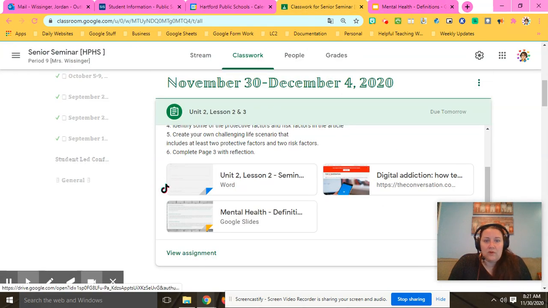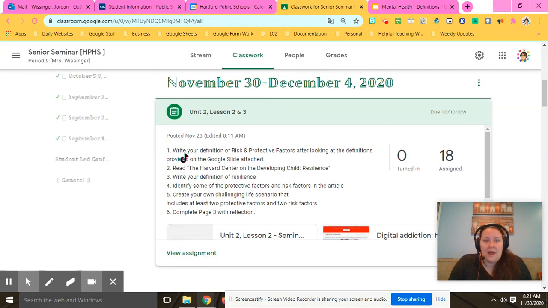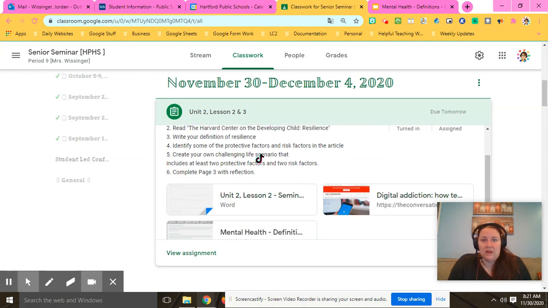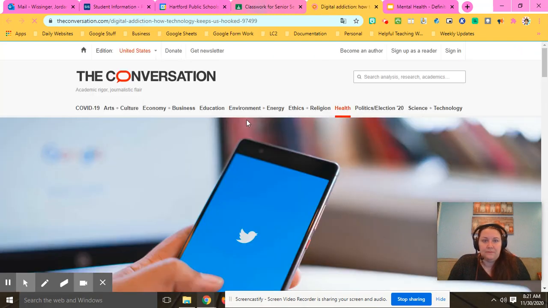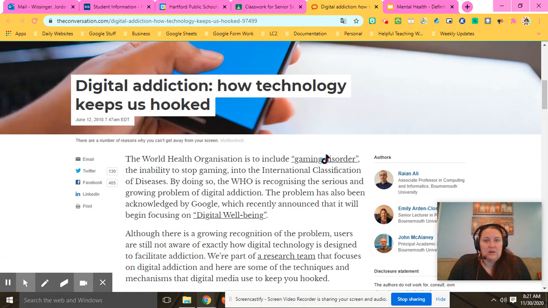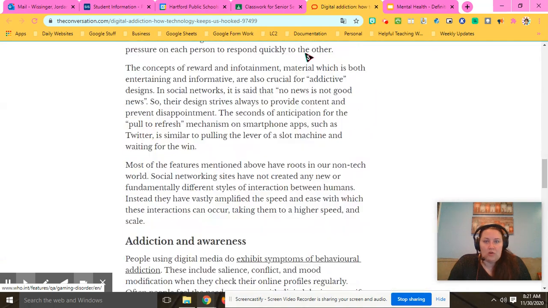Now that we've reviewed that, your second thing is to go back and please write your definition of risk and protective factors here in the Google Doc. After that, you're going to click on this link right here and read the Harvard Center on the Developing Child resilience article. I'll show you what it looks like so you get to the right website. So here it is, and you're going to read this article.